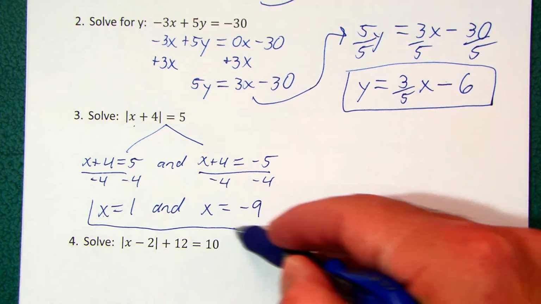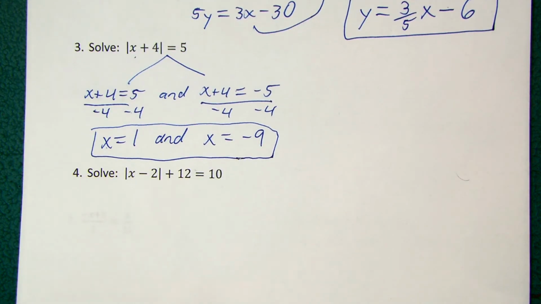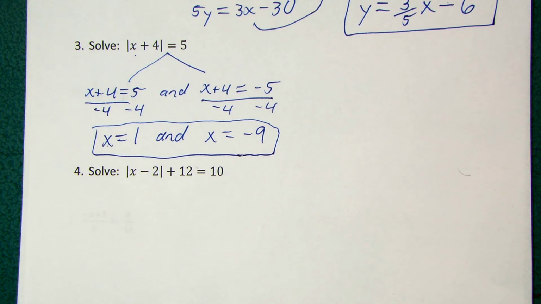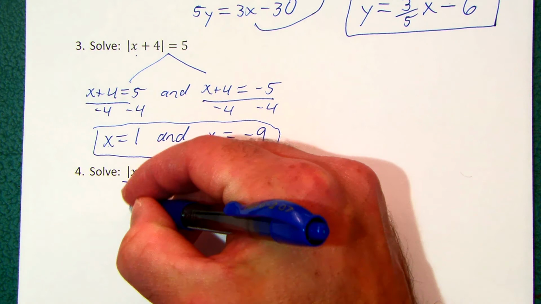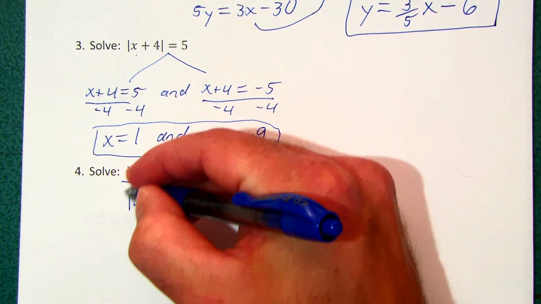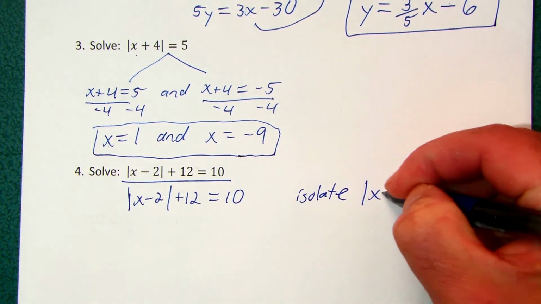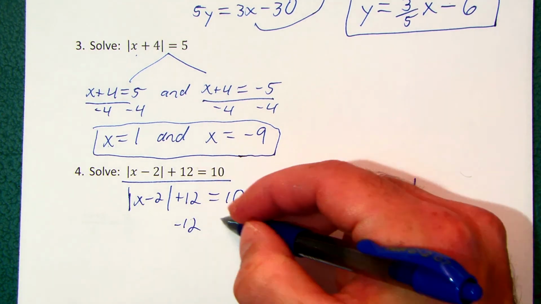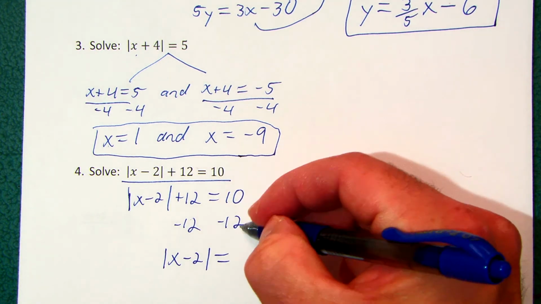So most cases, you're going to end up with 2 solutions. There are going to be some cases where you don't, like with the next one. So in the next absolute value equation, we have absolute value of x minus 2. Then we add 12 is equal to 10. So first thing I got to do here, I just want to rewrite it first, is I got to isolate the absolute value. So I'm going to isolate the absolute value of x minus 2 as my first step. So I'm going to subtract 12 from both sides. So I get the absolute value of x minus 2 equals 10 minus 12 is negative 2.